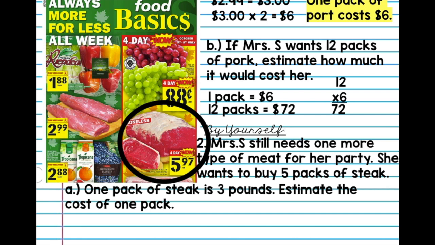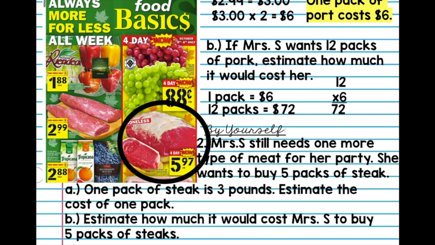So go ahead and pause the video and try and solve that by yourself. And then when we're done, I'm going to go over how to solve. So pause the video if you need to. Okay, so letter B. Estimate how much it would cost Miss S to buy 5 packs of steak. So go ahead and pause the video and write your answer. Okay, and letter C, estimate the total cost of pork and steak.